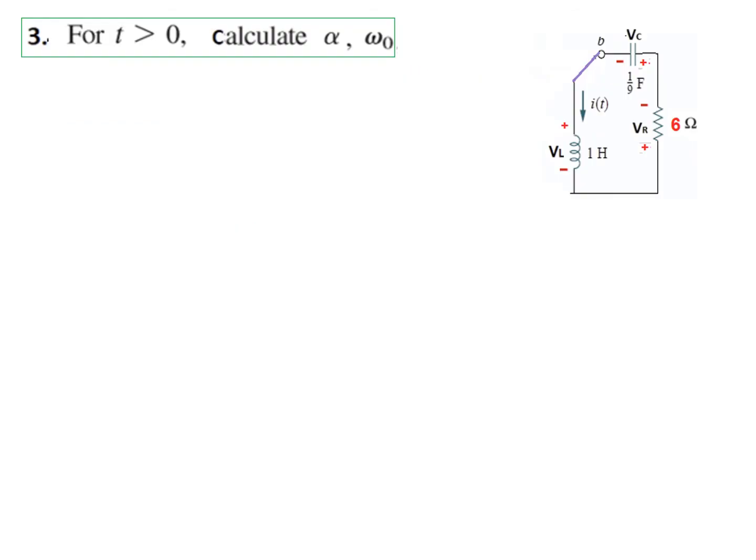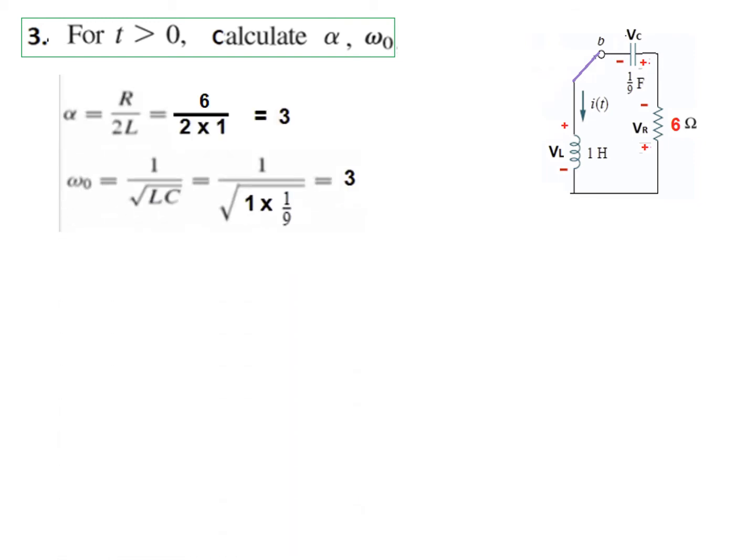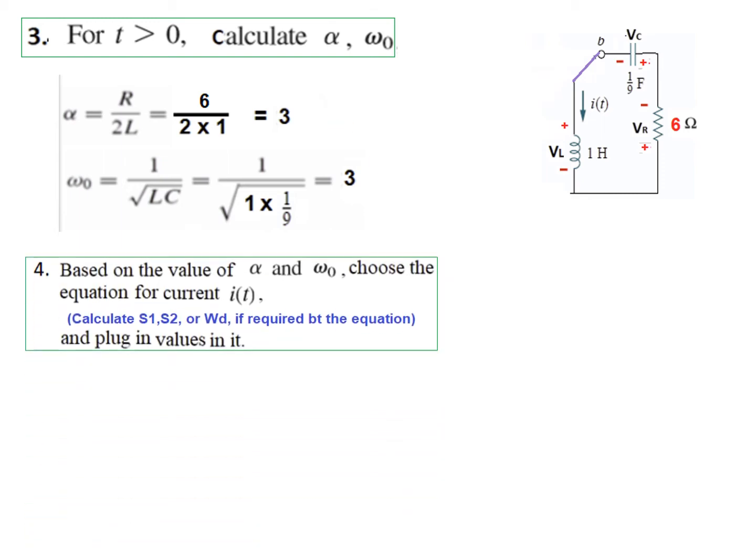Okay, now the third step is to calculate alpha and omega. So plugging in the values, we get alpha 3 and omega 3. So by changing this, I wanted to show you the case when both alpha and omega are the same. And if you recall, when both alpha and omega are the same, this is the critical damping condition. So now based on alpha and omega, we choose the current equation. And then if need be, we calculate S1, S2, etc.